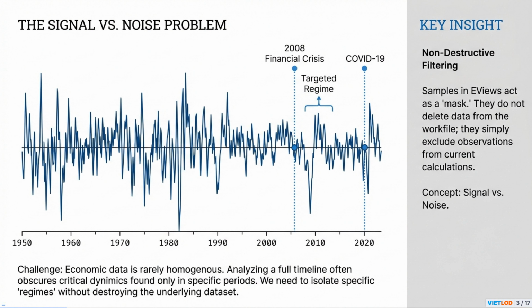Economic and financial data are rarely homogeneous. A long time series often contains different regimes or periods with distinct characteristics, such as a financial crisis or a pandemic. Analyzing the full timeline can obscure these critical dynamics. The unique signal from a specific period can be lost in the overall noise of the entire dataset. The key is to isolate these specific regimes for analysis without permanently deleting or altering the underlying data.